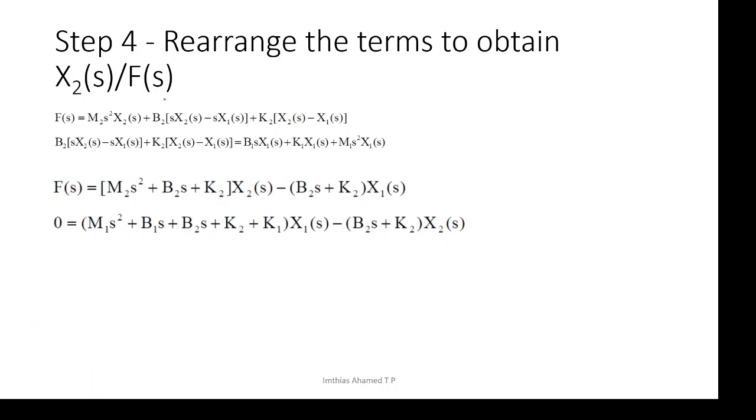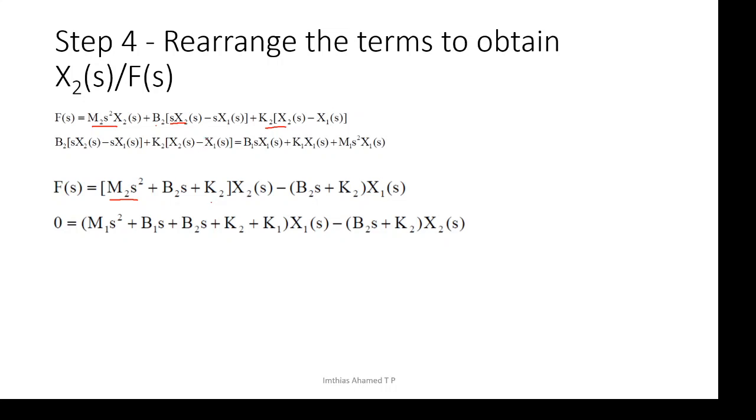Here let us look at the x2 terms. There's an x2 term here, m2 s square. So I wrote here m2 s square. Then there's an x2 term here, sX2, and there's a b2 here. So I'll get b2 sX2. And there's another x2 term here. So I got a k2 here. So there are three x2 terms. What am I doing here? I'm collecting all x2 terms and collecting all x1 terms.